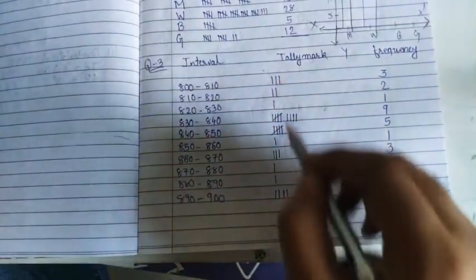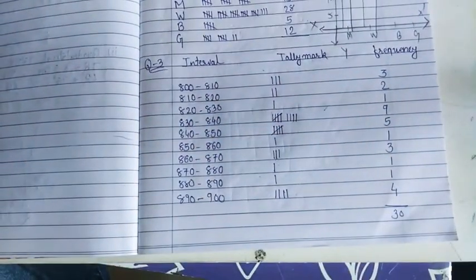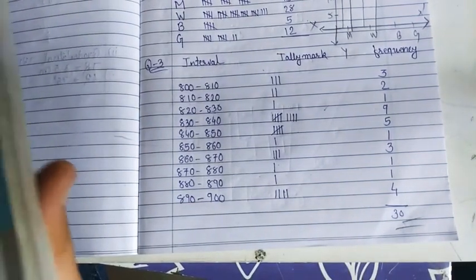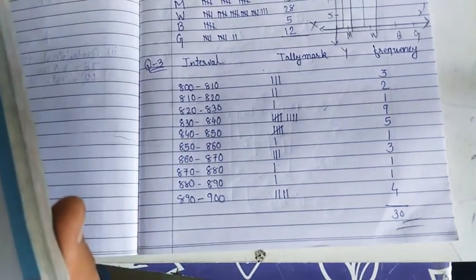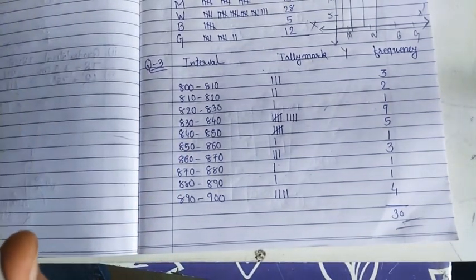So ऐसा करके मैंने पूरी टैली मार्क लिख ली और उसकी फ्रीक्वेंसी लिख ली. So total 30 wages is done. So now our question number 3 is finished. Now question number 3 is that draw the histogram from the frequency table made in the given data.